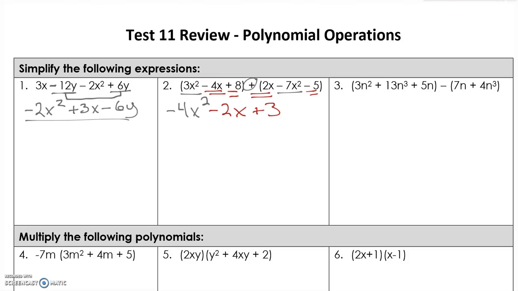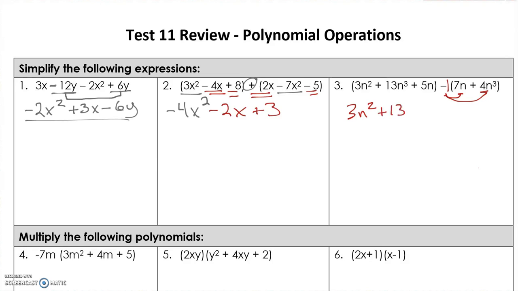Now, number 3, we are subtracting two polynomials. There's the minus sign in between these two parentheses, indicating that this is a subtraction problem. When subtracting two polynomials, before we can start combining like terms, we need to distribute this minus sign, which is going to have the exact same effect as multiplying that 7n plus 4n to the third by negative 1. So we want to multiply there, and then combine like terms.